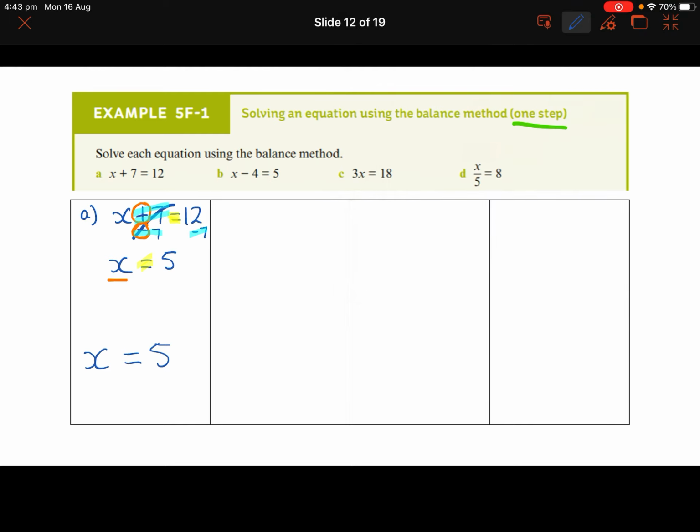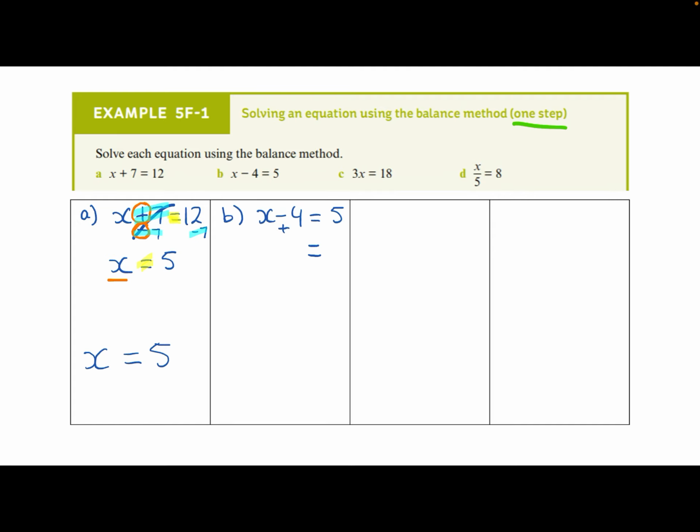Let's do another one. So we've got x minus 4 equals 5. All right, so we're going to keep this equal sign underneath. Okay, it stays the same. Again, we want to know, what does x equal? At the moment it's got a minus 4 next to it. So we want to do the opposite of minus 4. So the opposite of minus 4 would be plus 4.